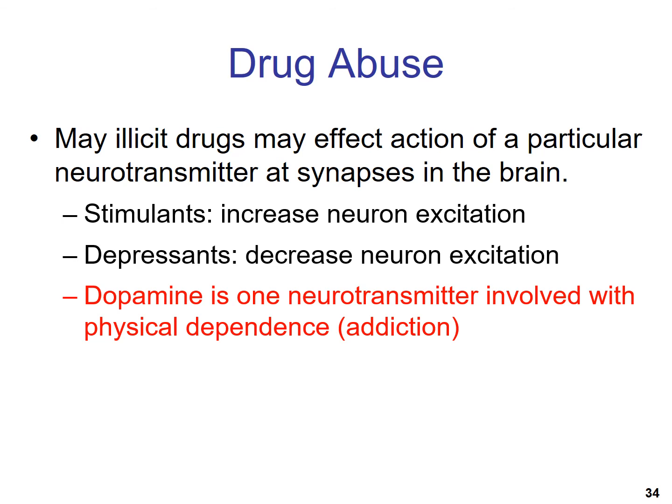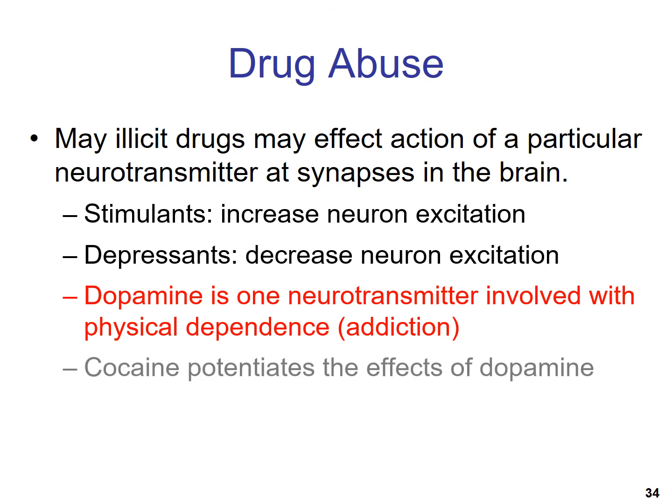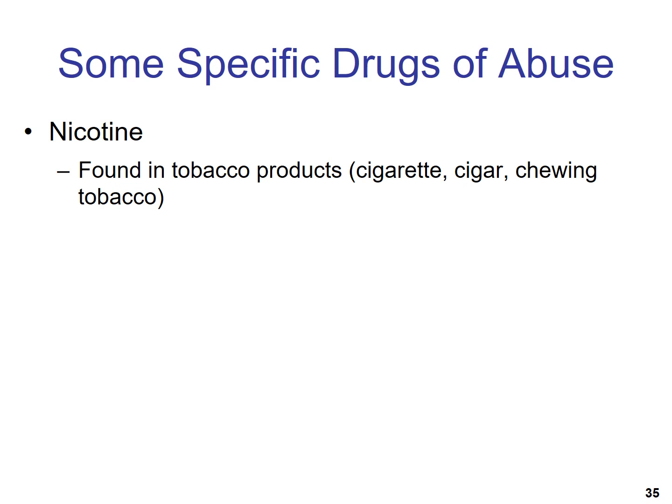And it's that rush that people get attuned to, and that's what makes people actually addicted. So dopamine is kind of the causation of a lot of addictive behaviors. Cocaine, for one thing, will increase the effects of dopamine, and that's one of the reasons why people get hooked on it. So we're going to go over some different drugs.